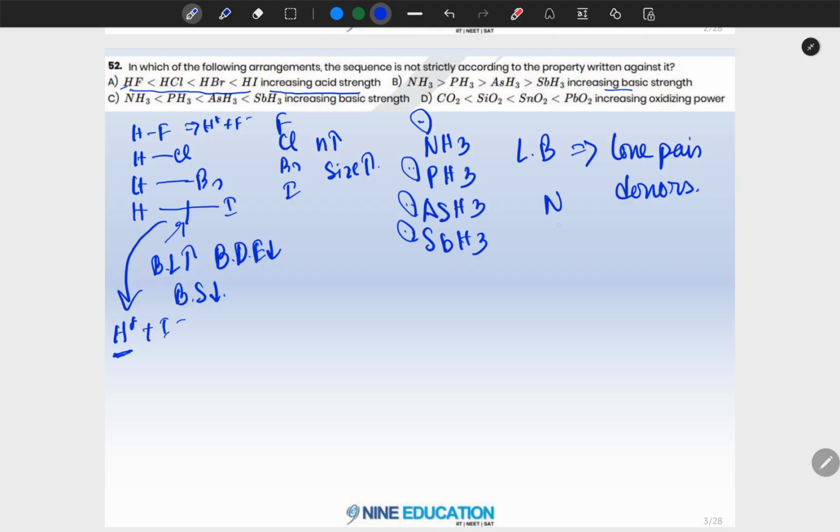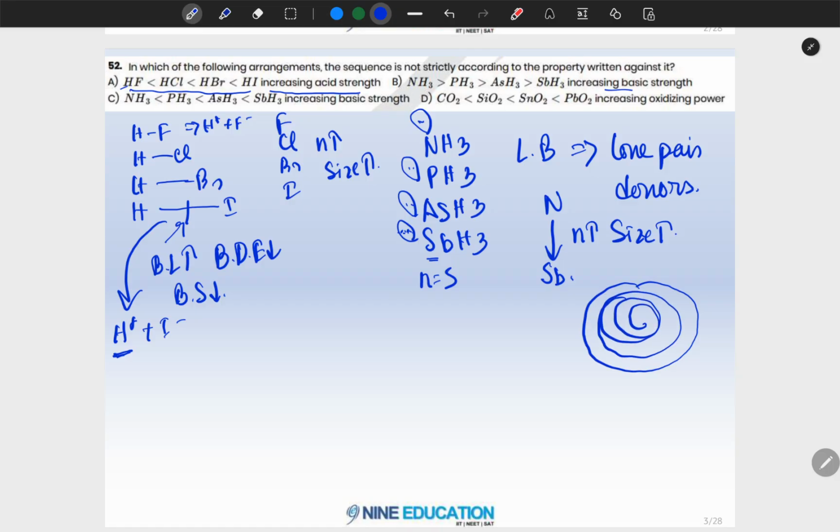Now when we are moving down the group from nitrogen towards antimony, because of the increase in principal quantum number, size will also increase. Now in antimony, this lone pair electron cloud will get delocalized. Obviously a larger amount of space is available in antimony. What is the principal quantum number of the outermost shell of antimony? That is actually 5. So a large amount of space is available for the delocalization of the lone pair electron cloud over here. If the lone pair of electrons is getting delocalized, then the tendency of the central atom to donate the lone pair of electrons to any other substance will decrease.